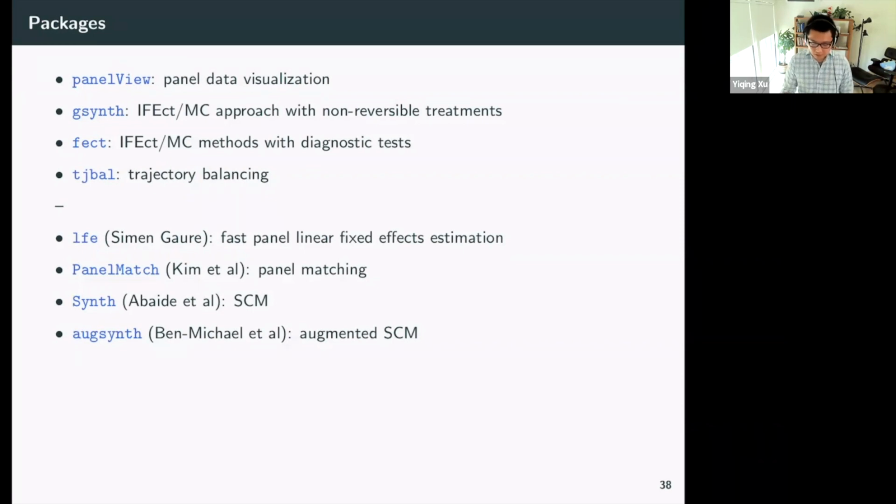The lfe package is very useful for any panel fixed effects estimation. The analogous package in Stata is reghdfe, right? For those who don't know, I'm quite sure economists love it. It's pretty well maintained. And PanelMatch by Yiqing Xu and Eric Wang is also pretty useful. This paper is AJPS forthcoming, I think.